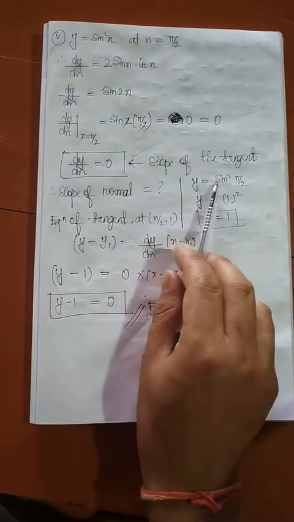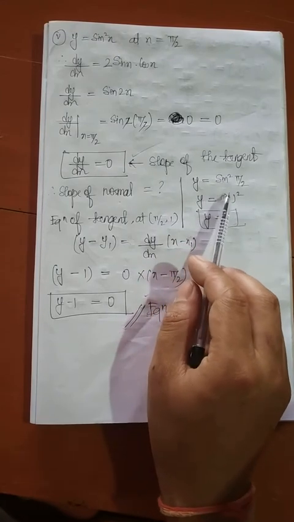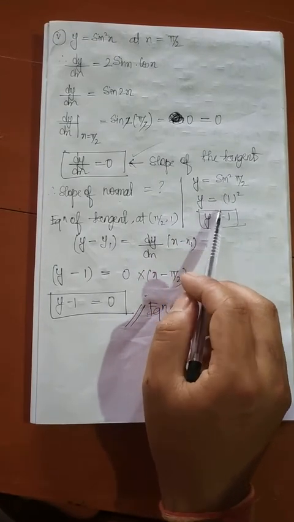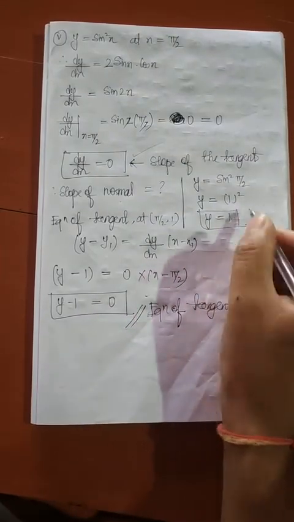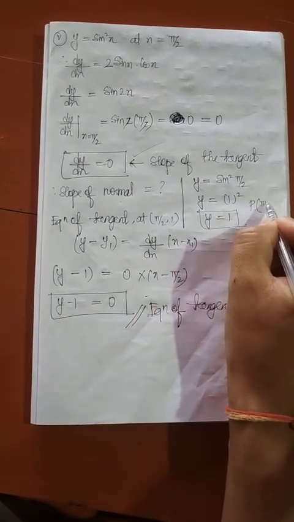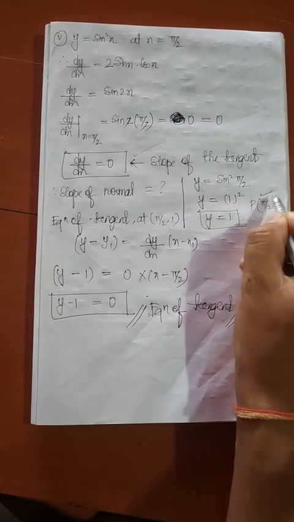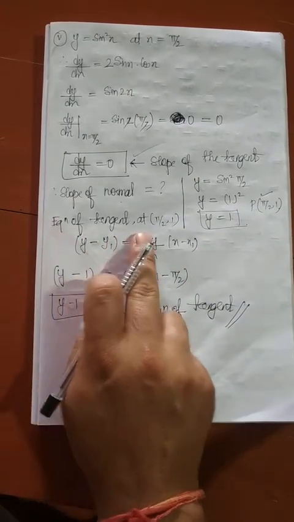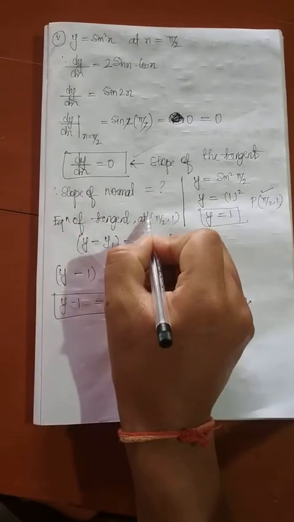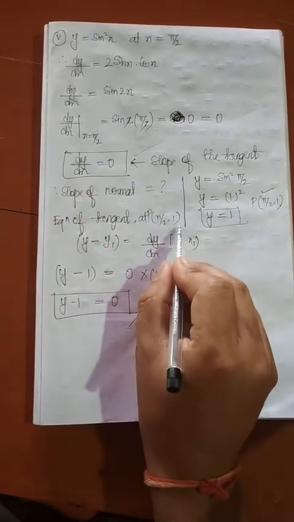Okay, so sine square pi by 2 means sine pi by 2 means what? 90. Sine 90 is 1. So 1 square is 1. So what is the required point? The required point out here is pi by 2 comma 1. So at this point I need to find the equation of a tangent. Okay, so equation of a tangent at which point? At point P, pi by 2 comma 1.